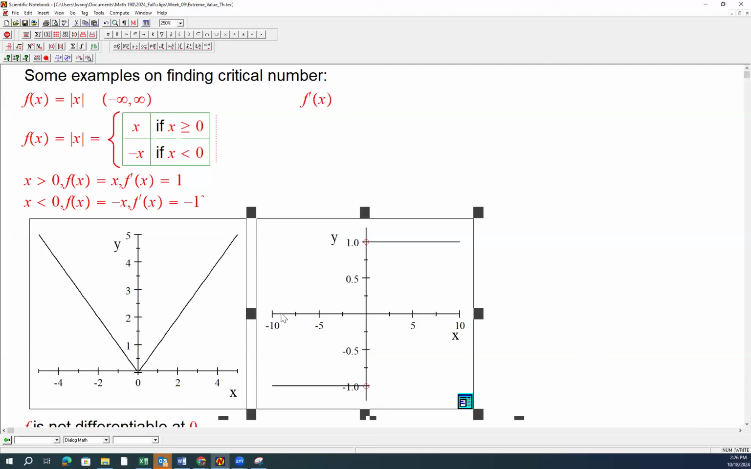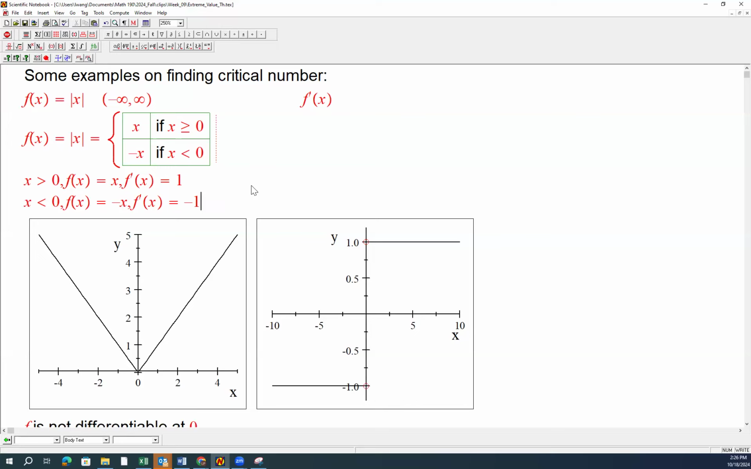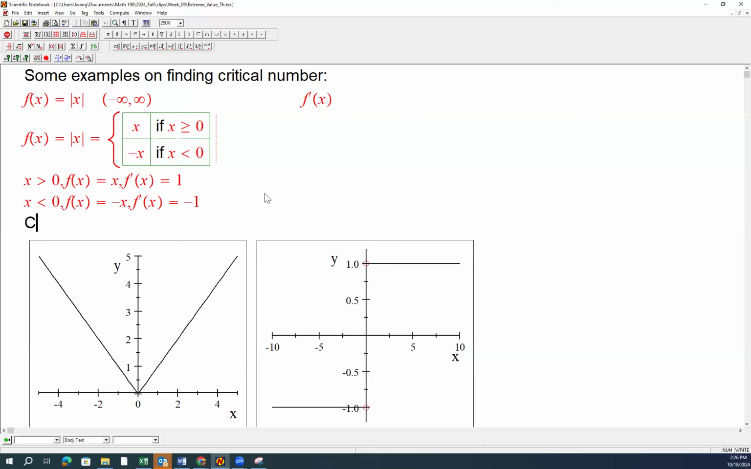At 0, the function is not differentiable. So now what are the critical numbers? There's only one point where the function is defined but the derivative is not defined. So the critical number in this case, where the derivative does not exist, would be c equals 0.